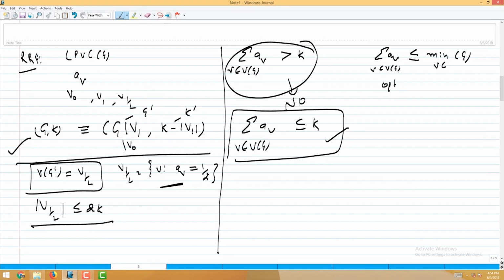And this is because every vertex has value equal to half. If some vertices had value strictly less than half, then I don't know, there could be many vertices, right? So because of this, the size of V half is at most 2K. And this is how we get a 2K kernel for vertex cover.